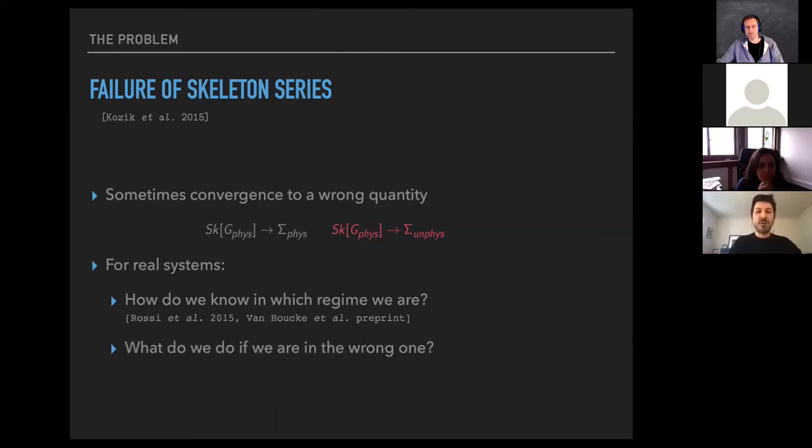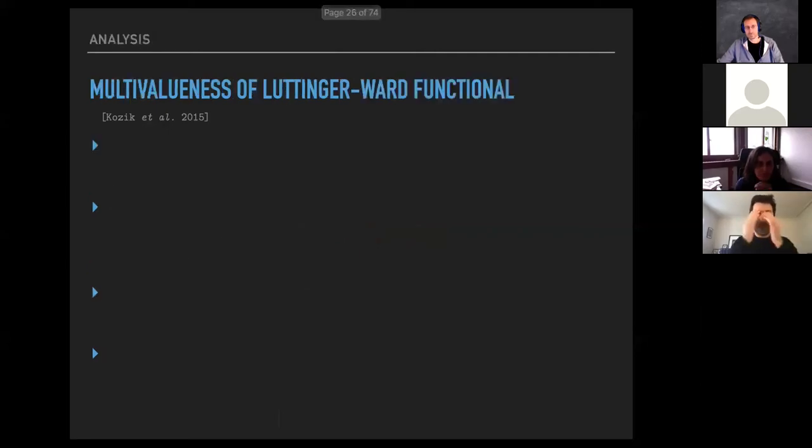What do we do if we know that we are in the wrong regime? This remains an open question. So in that paper, they conducted the analysis and concluded actually that the Luttinger-Ward functional has several branches.